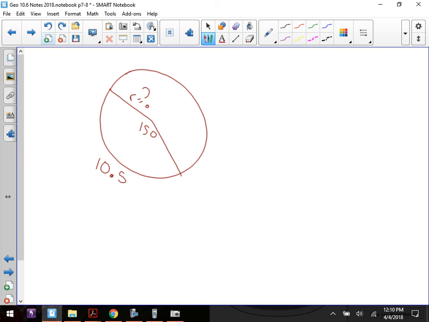All right, you guys try one. Find the radius of that one for me, please. Same deal. Find the radius for that one. Please and thank you.